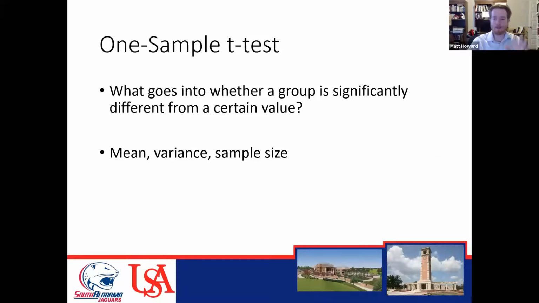Okay, so those are the three things that go into whether a group is significantly different than a certain value, and that was mean, variance, and sample size.